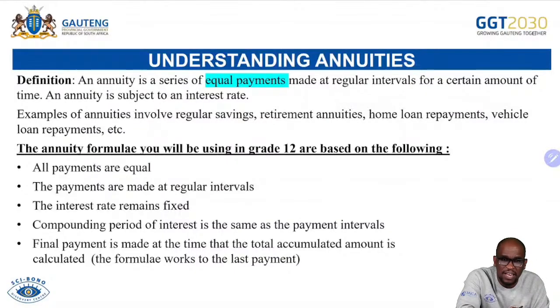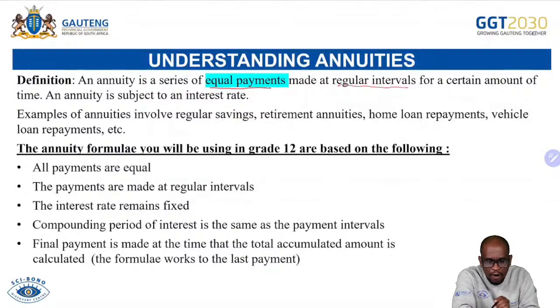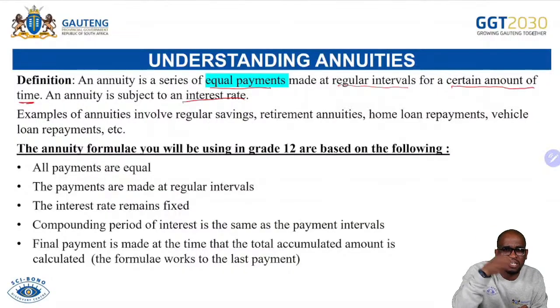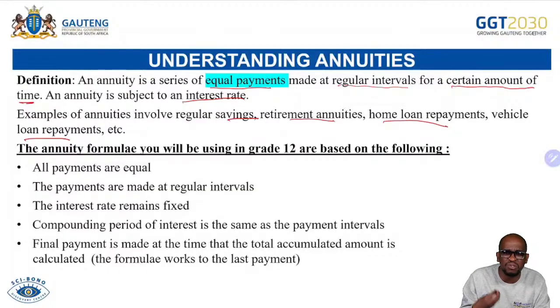Now let's define it formally. An annuity is a series of equal payments made at regular intervals. All right, equal payments made at what? Regular intervals for a certain amount of time. An annuity is subject to an interest rate. Examples of annuities involve regular savings, retirement annuities, home loan repayments, vehicle loan repayments. This is something that is happening in our everyday lives.